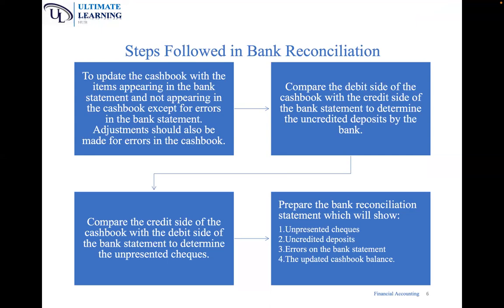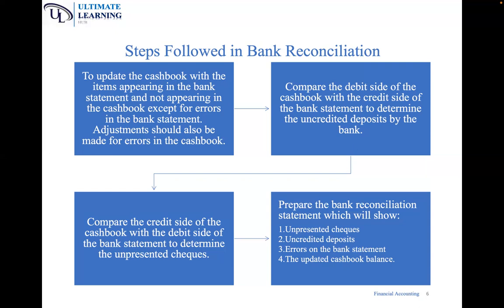Now, what do we mean by this? There are items that are appearing in the bank statement, and those items do not appear in the cash book. That is the first step, to update the cash book with such items. And such items may include the bank charges we were talking of, the direct debits, which we talked of, standing orders, direct credits, etc. And also maybe some errors.